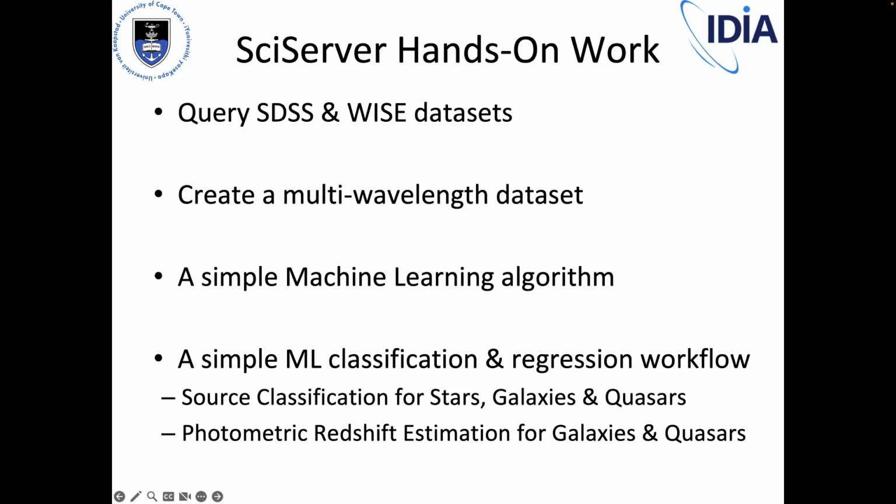The source classification: how can you separate point-like sources into stars, galaxies, and quasars, and how can you estimate the photometric redshift for galaxies and quasars?